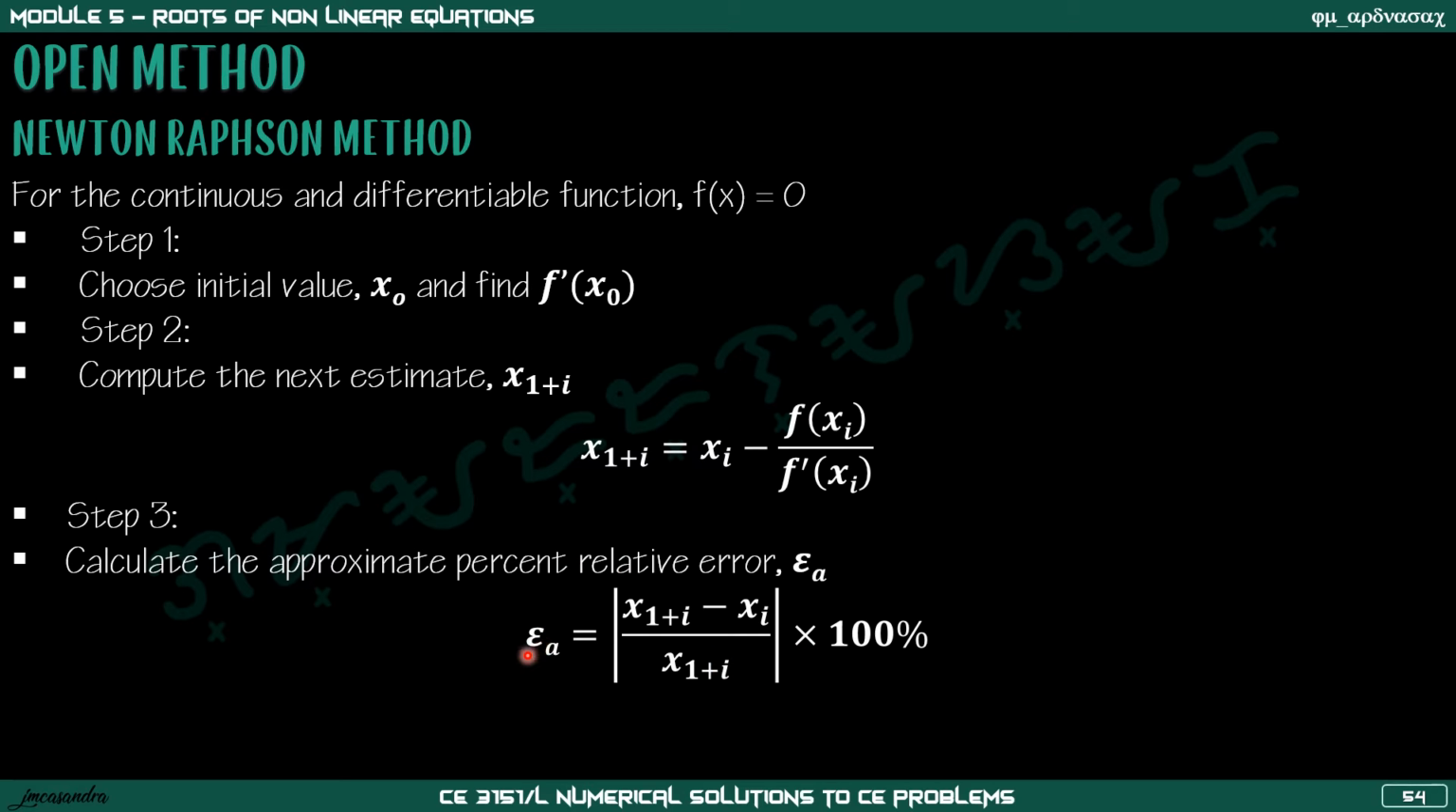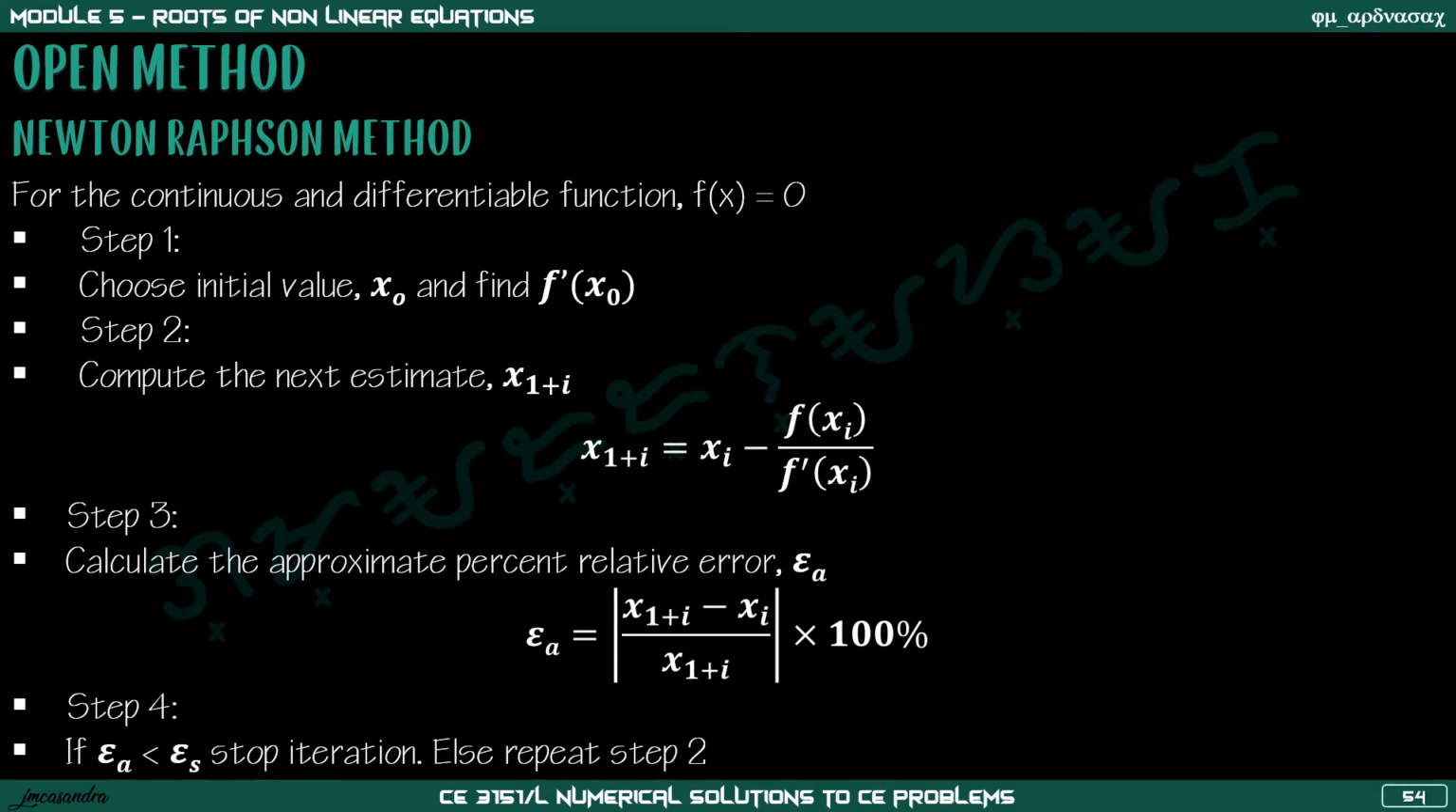Once we have computed the approximate error, then in step 4, we stop our iteration if the approximate error is less than our stopping criterion or stopping error. If it does not follow this condition, epsilon a less than epsilon s, then we have to repeat steps 2 and 3.